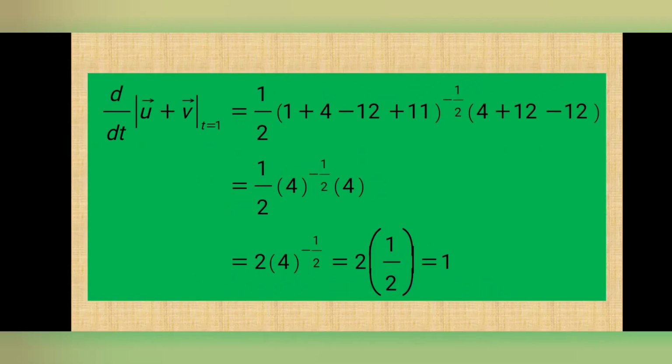And then the last thing to do is to find the value of this derivative at t equal to 1. This means that we have to replace t with 1. Anywhere we find t, we will replace it with 1 and then simplify. If we do that, we are going to arrive at 1. So, d/dt of the absolute value of u plus v at t equal to 1 is equal to 1.